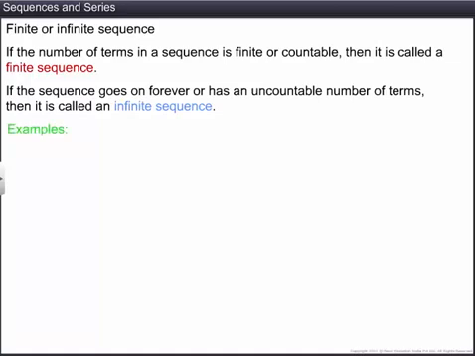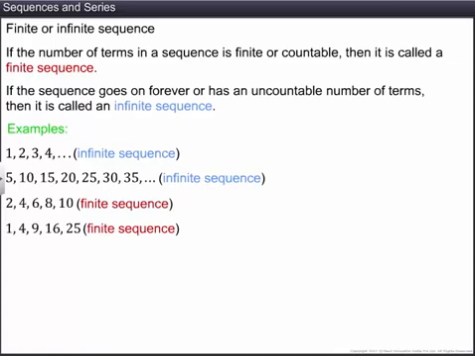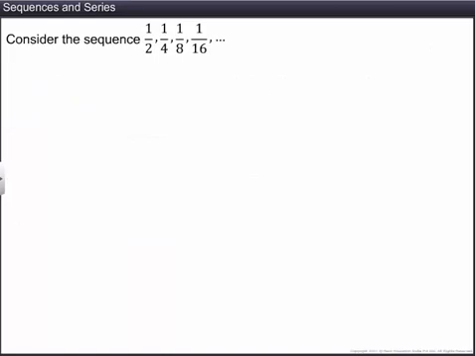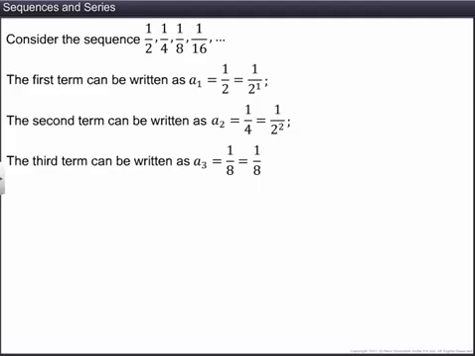For example, the sequence of natural numbers and the sequence of all the multiples of 5 is an infinite sequence. However, the sequence of the first 5 even numbers and the squares of the first 5 natural numbers is a finite sequence. The terms of a sequence can be expressed by an algebraic formula. For example, consider the sequence 1/2, 1/4, 1/8, 1/16, and so on. The first term, 1/2, can be written as 1/2 raised to the power of 1. The second term, 1/4, can be written as 1/2 raised to the power of 2. The third term, 1/8, can be written as 1/2 raised to the power of 3.